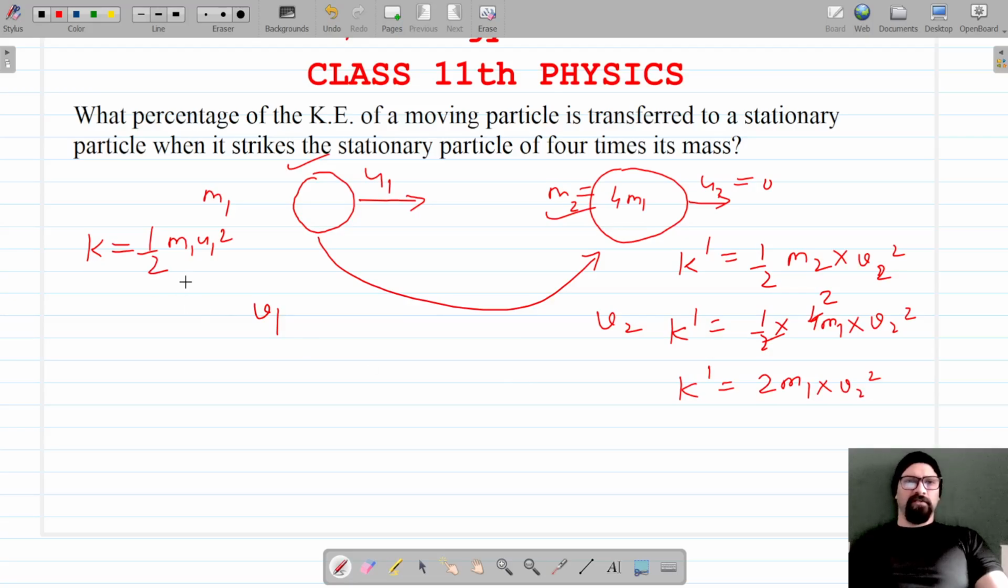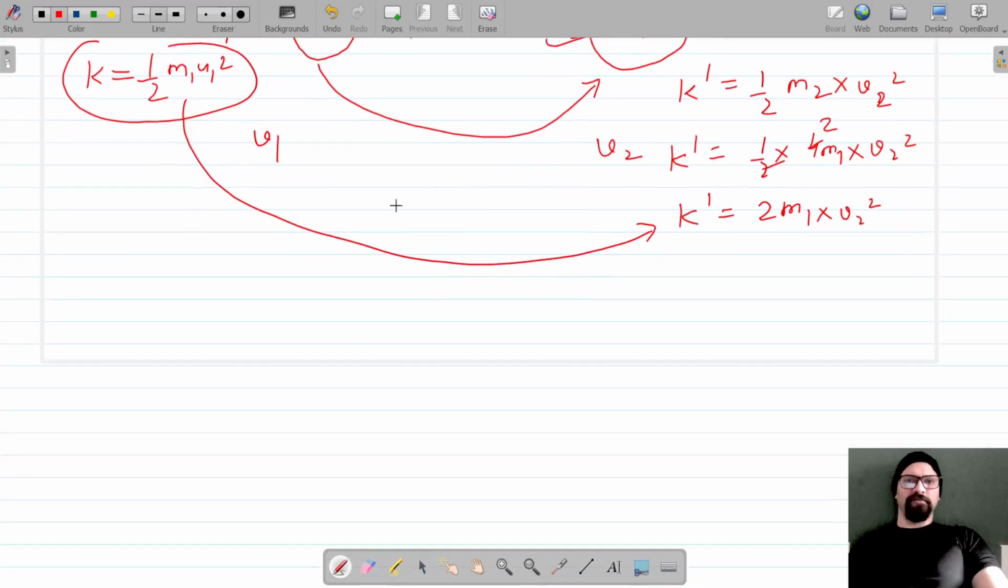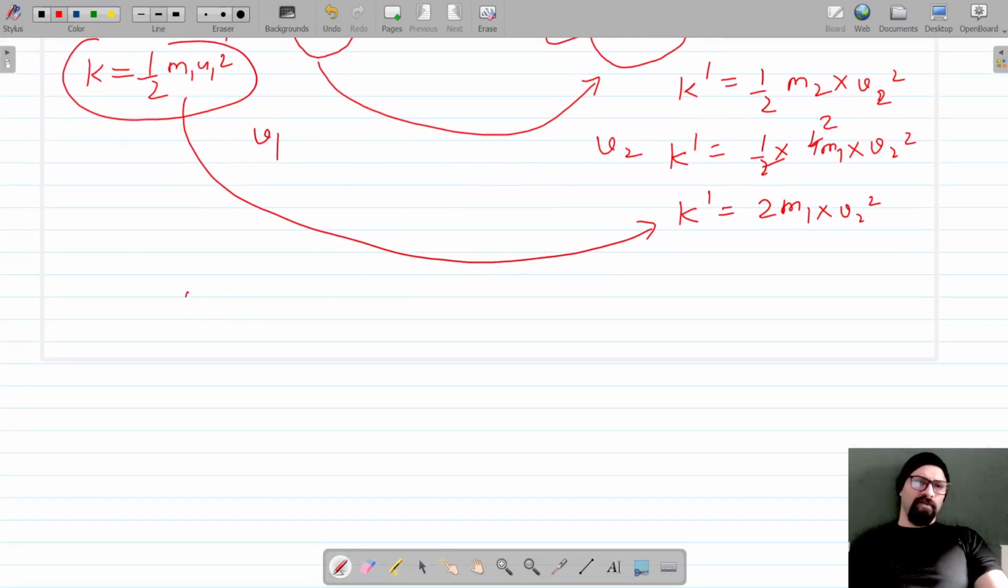So the initial kinetic energy of the first body is transferred to the second body, because it was at rest, so this is the final kinetic energy of the second body, and we have to find the percentage. So let's use the law of conservation of momentum. We are going to find out v2 and replace it here.